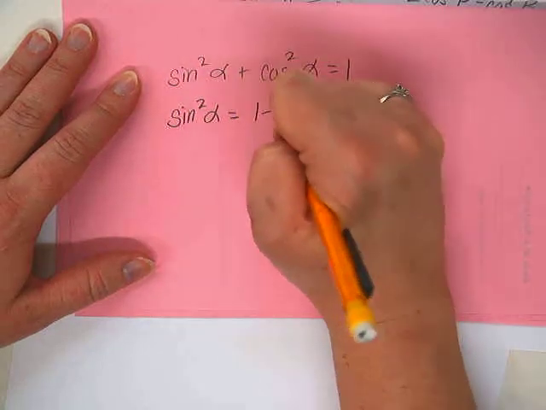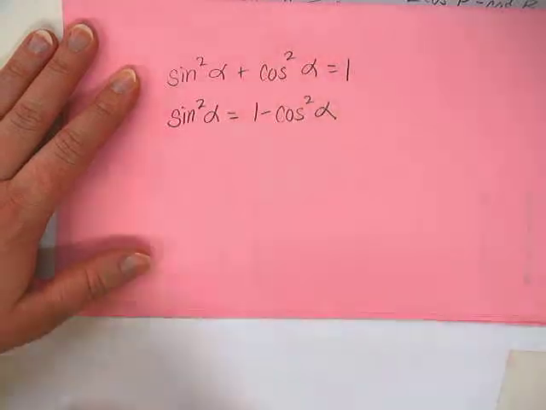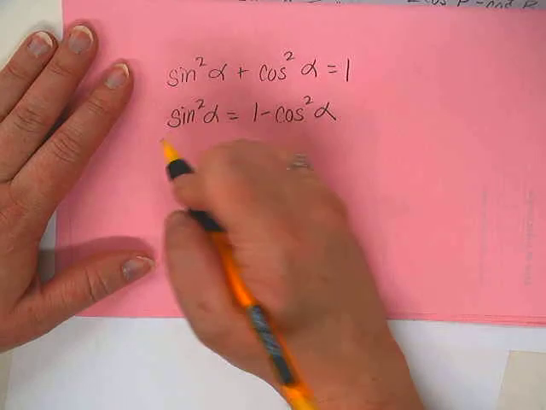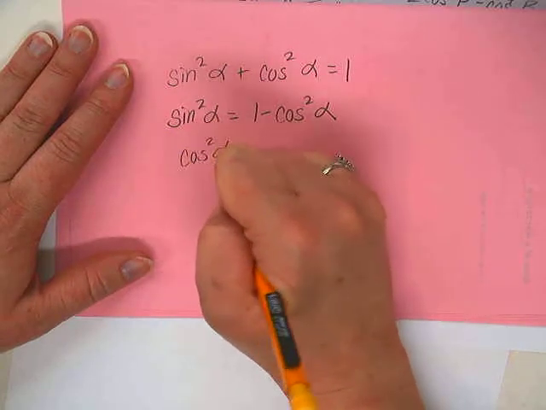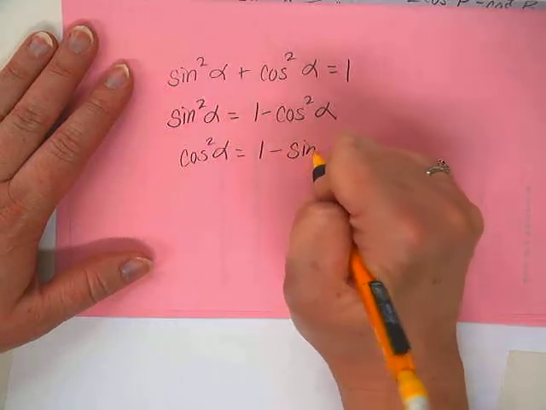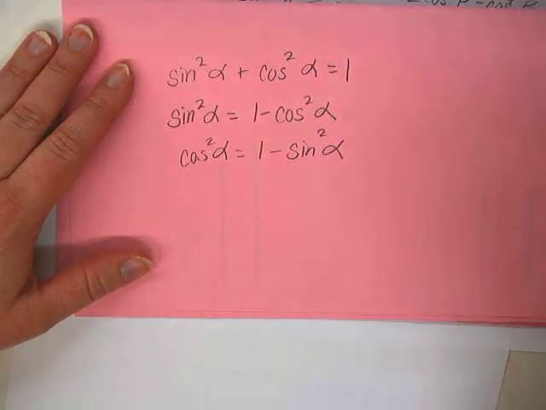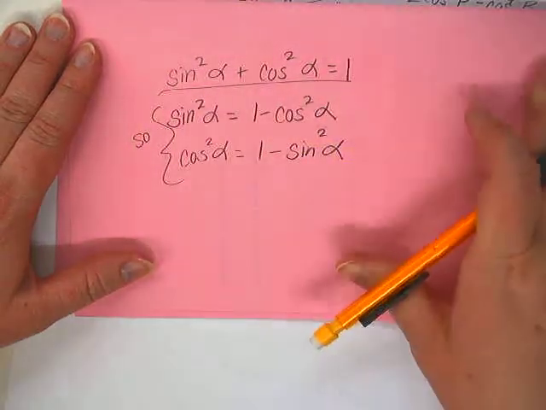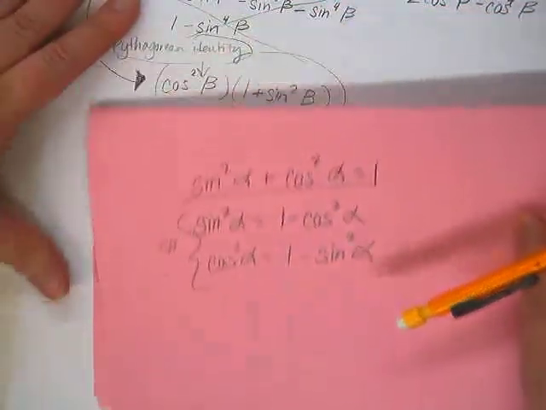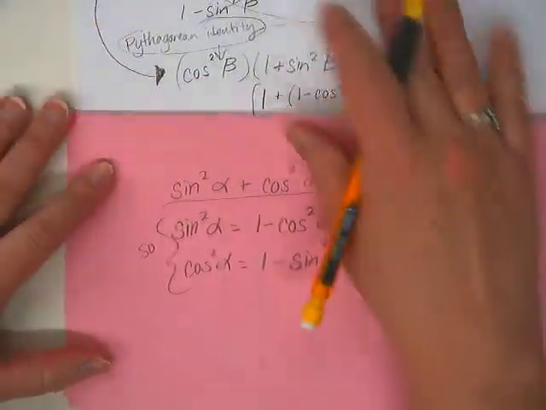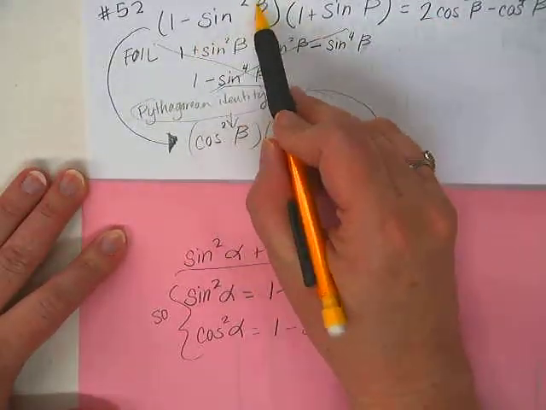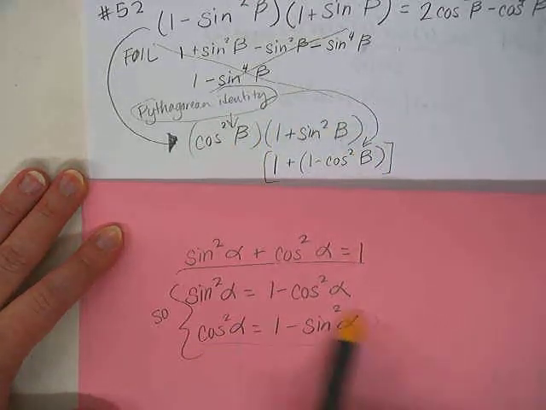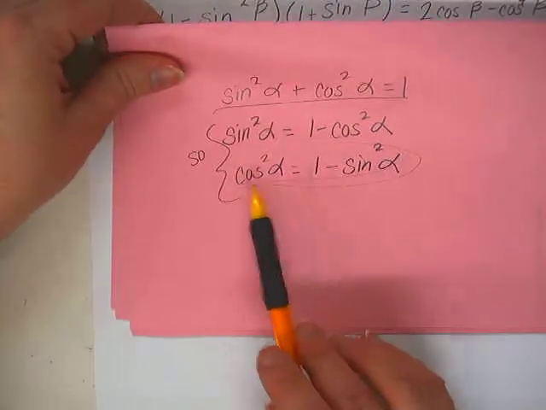This is the Pythagorean identity. We have proved it. We know it's true. Therefore, we can move things around. We can say that sine squared is equal to 1 minus cosine squared. We can also say that cosine squared is equal to 1 minus sine squared. Right? So since this is true, these have to be true. Correct? Okay, so now let's look at what we did here.